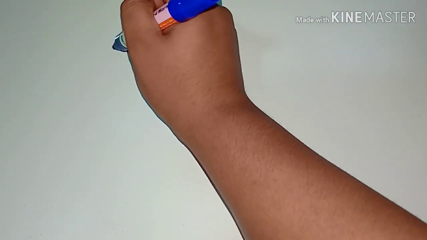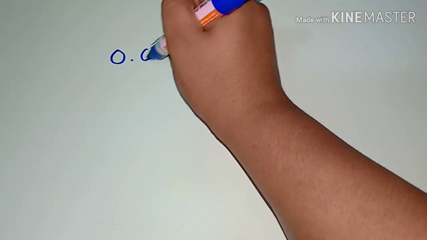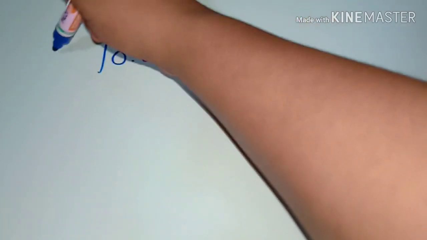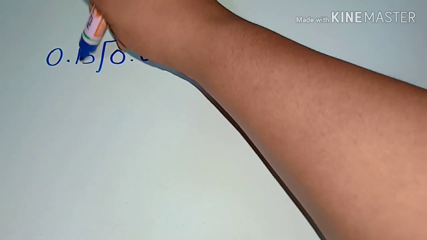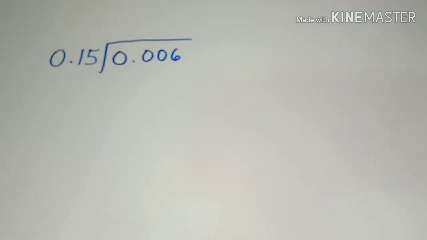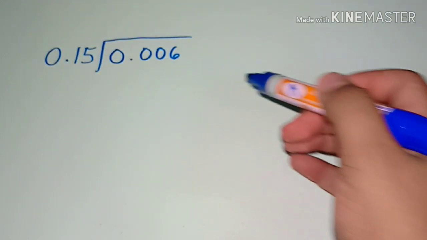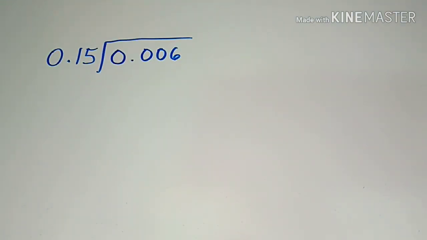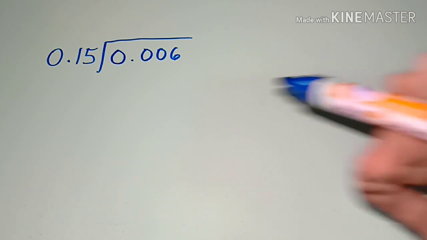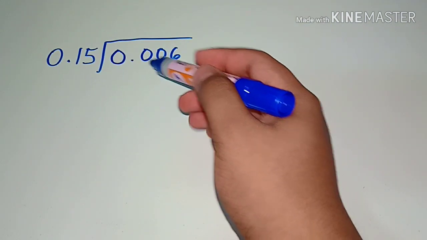And for my last example, what if we have 0.006 divided by 0.15? So again, we have to transform our decimal number into a whole number, because it will be easier for you to divide if it's a whole number. And you just have to take note of the number of places that you move the decimal point to make it into a whole number. And again, be very careful. You have to take note that your dividend should be bigger than your divisor.